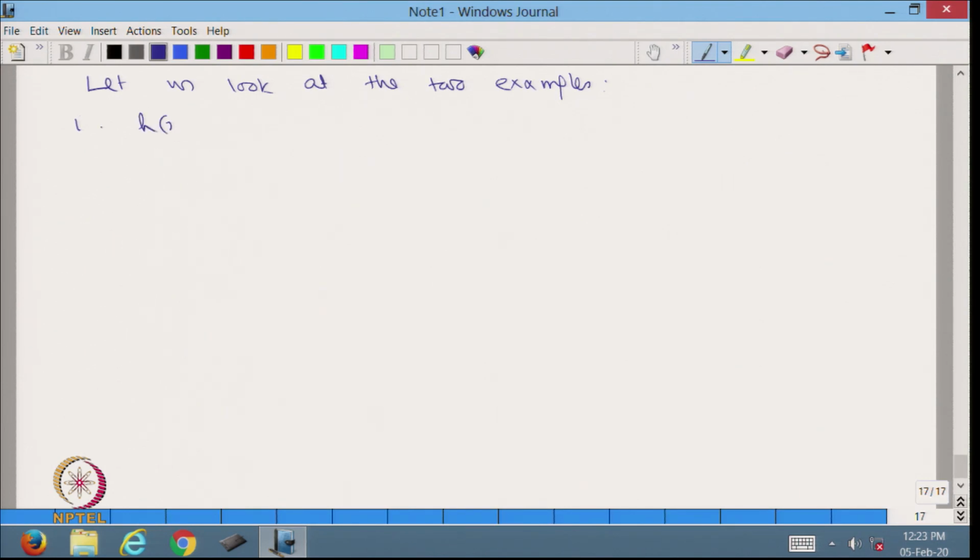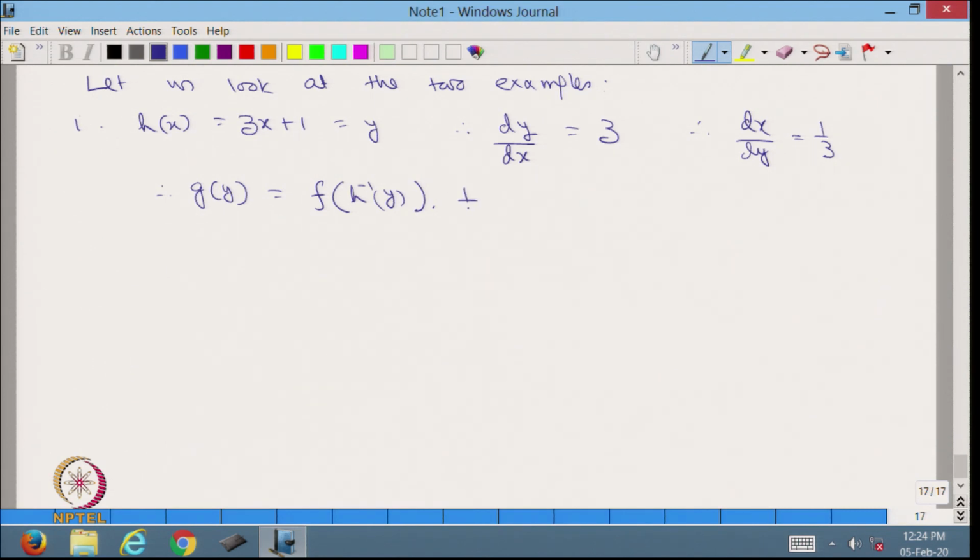One, h of x is equal to 3x plus 1 is equal to y. Therefore, dy/dx is equal to 3. Therefore, dx/dy is equal to 1 upon 3. Therefore, g of y is equal to f at h inverse y into 1 by 3, is equal to f at (y minus 1)/3 into 1 by 3, is equal to 2 by 3 into (y minus 1)/3, is equal to 2(y minus 1)/9.